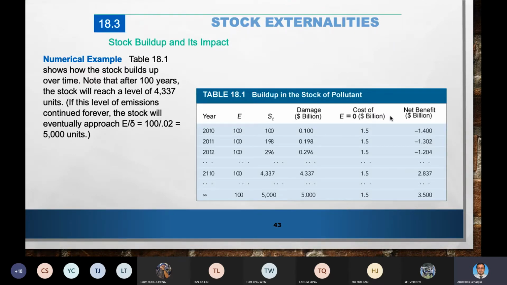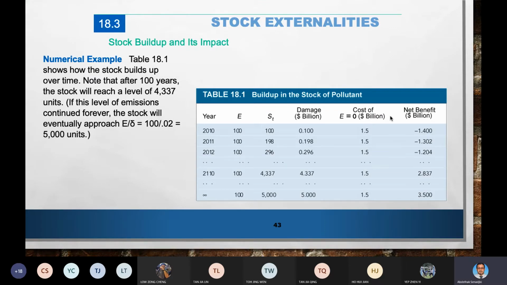Therefore, we can say the benefit of the policy would be saving the social cost associated with the growing stock of pollutant. So what will be the benefit if every year I reduce the emission by 100 units and spend 1.5 billion? I tell you that the benefit will be the social cost that was supposed to exist or harm the society.